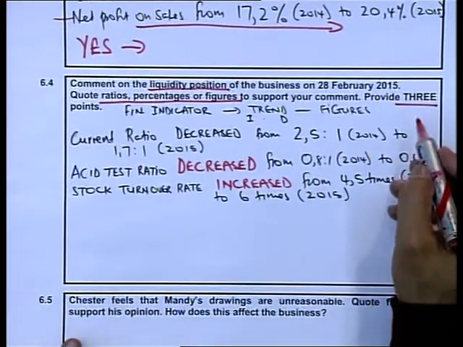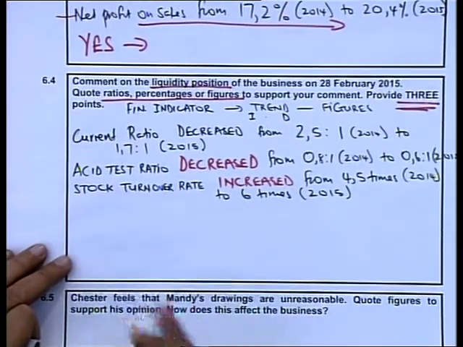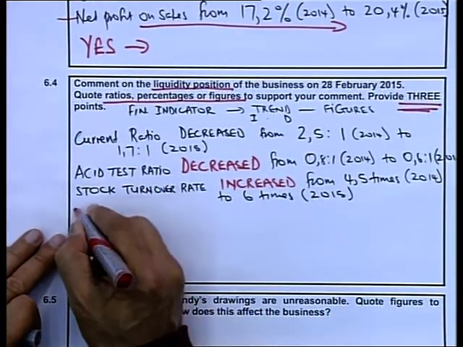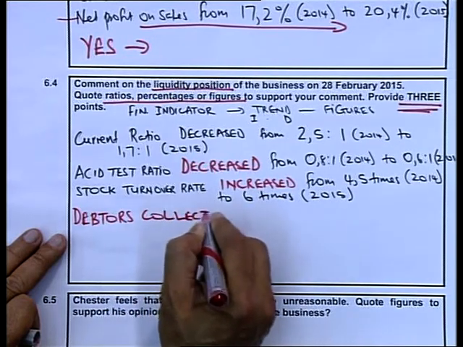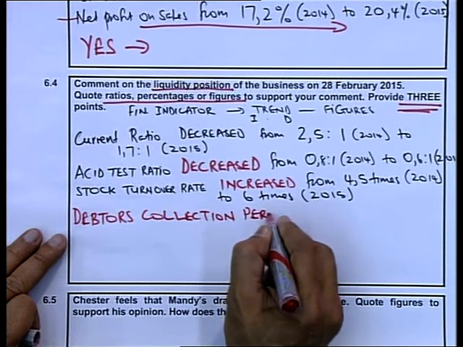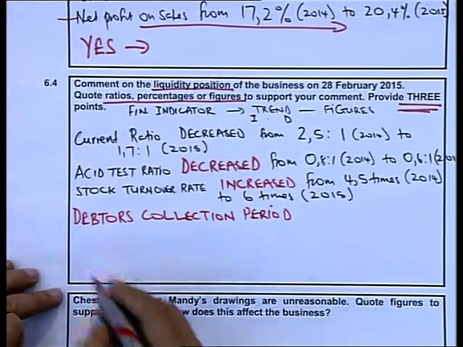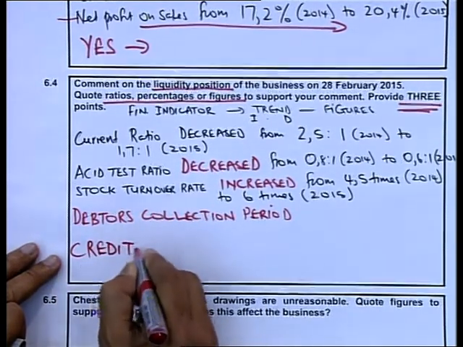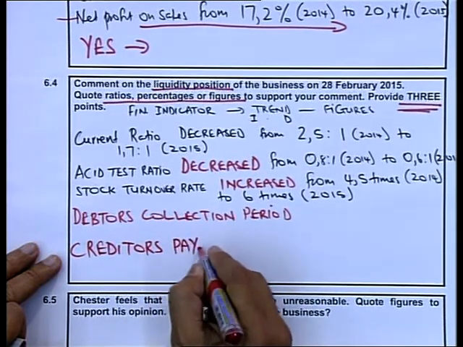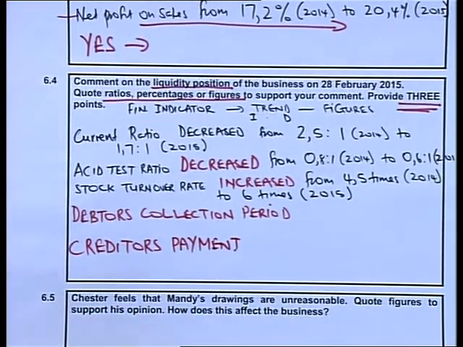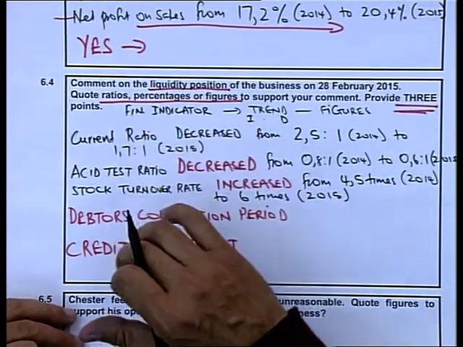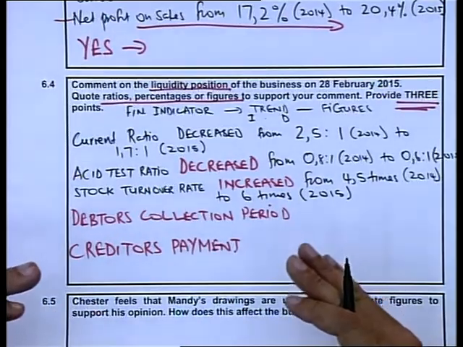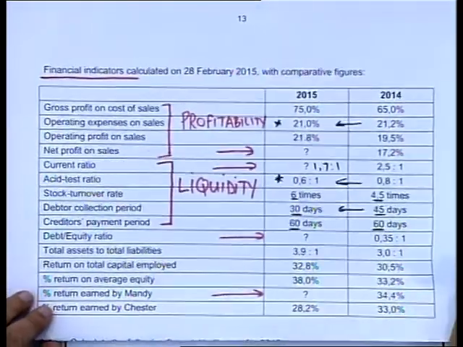They only want 3. We have the 3, but we didn't have to take those 3. We could have taken the debtors' collection if we wanted to, or we could have taken creditors' payment. They only wanted 3, but let's also complete those too, just in case they want more, then we have a larger variety to choose from. From the 5, they only wanted 3, but let's do the 5 so that we know what we have to do.